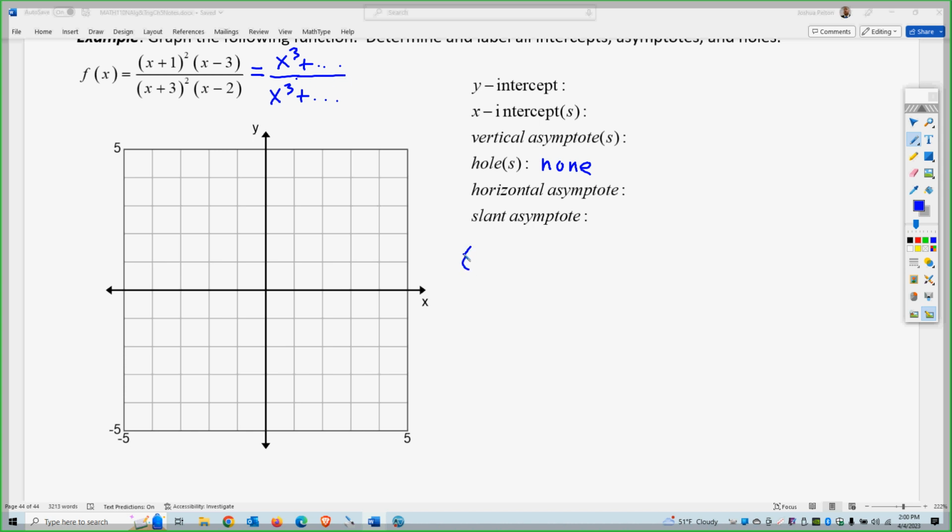What's important is this is 1 times infinity to the third over 1 times infinity to the third when I plug in the infinity. So that gives me 1 over 1, or 1, when I cancel the infinities. So I have a horizontal asymptote, which means I do not have a slant one, correct? So I'm going to go to 1 and put that in there.